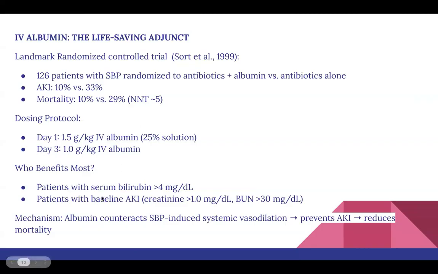Okay, and then the whole reasoning behind albumin is it counteracts the SBP-induced systemic vasodilation. So with all that inflammation going on, the systemic vasodilation would reduce the amount of perfusion going to the kidneys, and that could result in a pre-renal AKI, or we could also have an ATN if very severe. And so with albumin, it increases that oncotic pressure and would increase the likelihood of preventing an AKI.